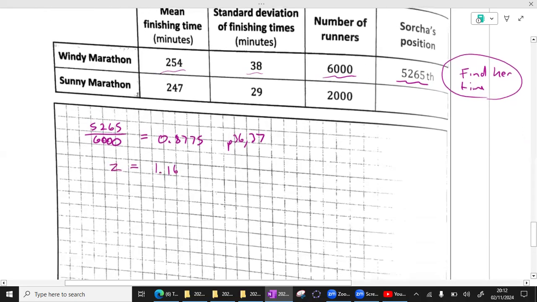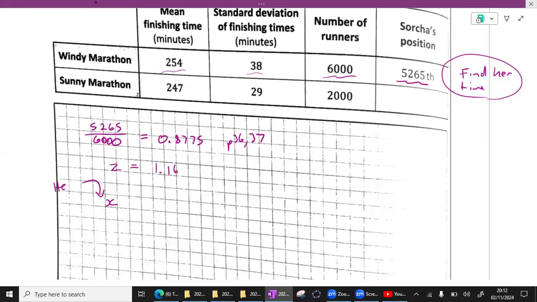Now, if that's my z-score, it comes back to the standardizing formula. So usually it's x. Now, x in this case is her time. We don't know her time, of course. So her time minus the average time in the Windy Marathon, which is 254, all over the standard deviation, which is 38. And we let it equal her z-score. Normally, we're calculating this to get the z-score, but in this case, we have it.